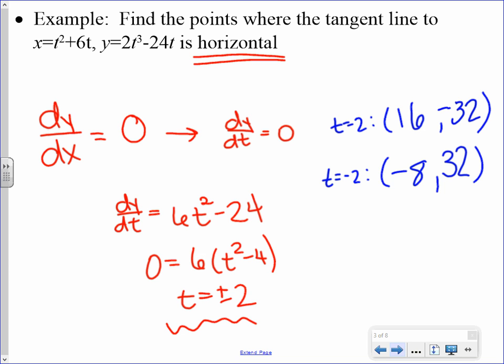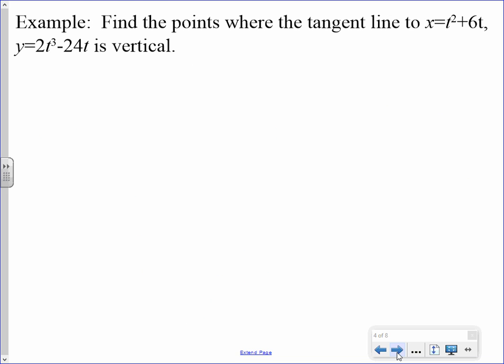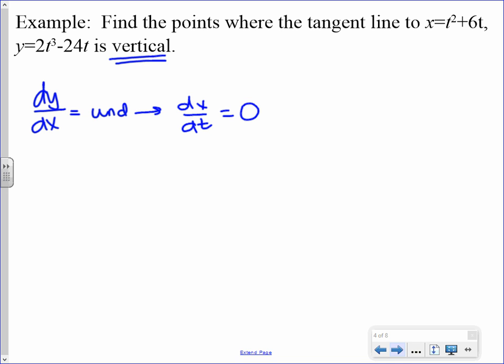Okay. Along those same lines, where does this curve have vertical tangents? So this is the same curve, correct? When we talk about vertical tangent lines, we talk about where dy/dx is undefined. And so specifically with a set of parametric equations, what are we looking for? We want dx/dt to equal 0.